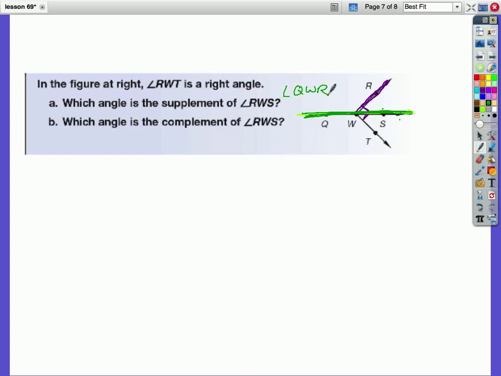Now I want to know what angle is the complement of RWS. Let me erase all my marks here. Remember, this is a right angle. I'm looking at RWS still. I want to know what angle with that angle is going to add up to 90 degrees. Well, we were told this was a right angle, so we want to use the angles that are in that right angle. So the other angle that goes with it to form this right angle is going to be angle SWT. Remember, I could write this as angle TWS. It means the same thing. Okay? So you have to remember, complements are 90, supplements 180.